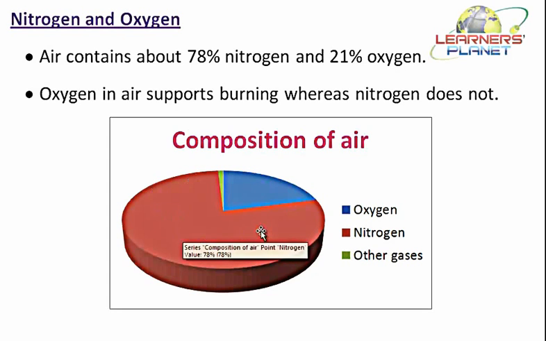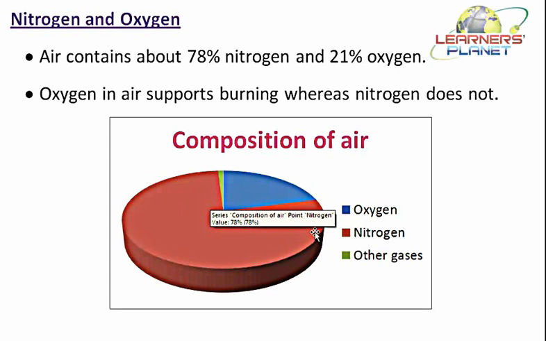So here you can see a beautiful pie chart which shows the composition of air. The red color indicates the percentage of nitrogen in the atmosphere. The blue color indicates the percentage of oxygen in the atmosphere, and the remaining gases are 1%. So students, air contains about 78% of nitrogen and 21% of oxygen.